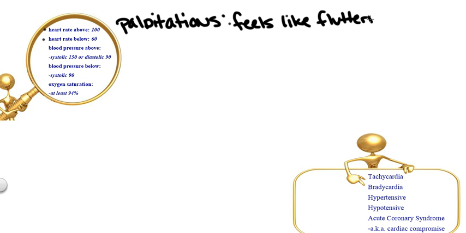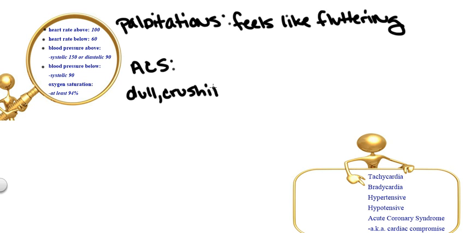A hypertensive patient has a systolic blood pressure greater than 150 or a diastolic blood pressure greater than 90. A hypotensive patient has a systolic blood pressure less than 90. Acute coronary syndrome, aka cardiac compromise, refers to the heart muscle not getting enough oxygen. It's important to keep a patient's oxygen saturation level at least 94%.